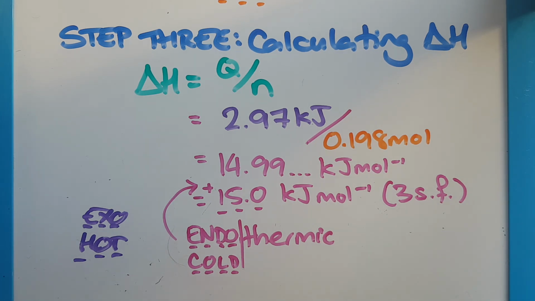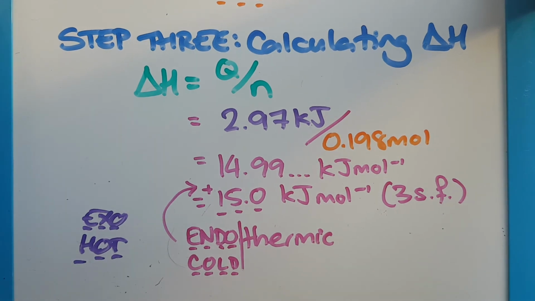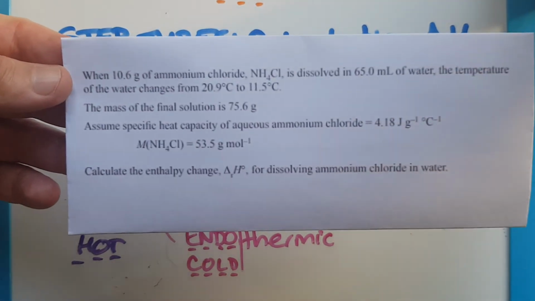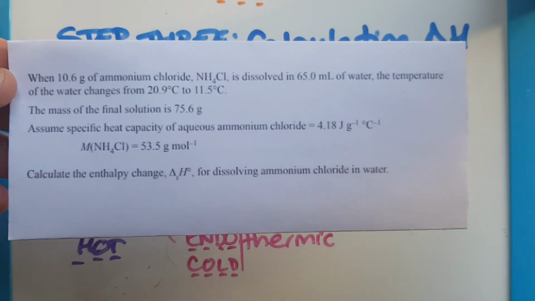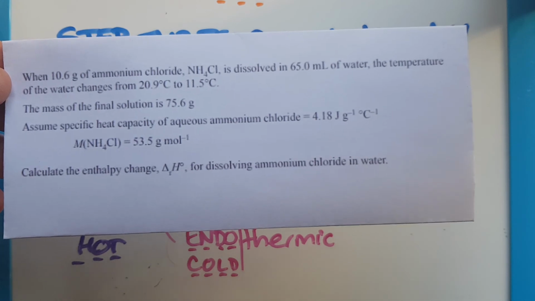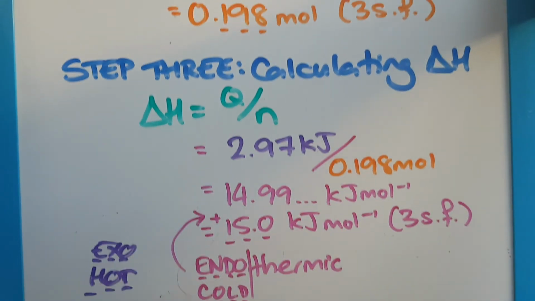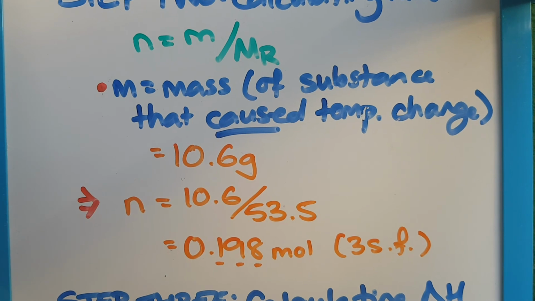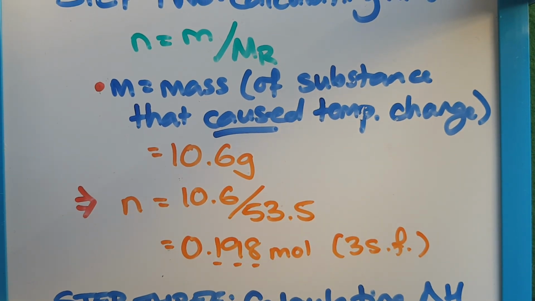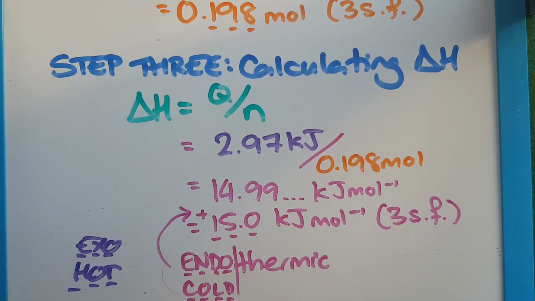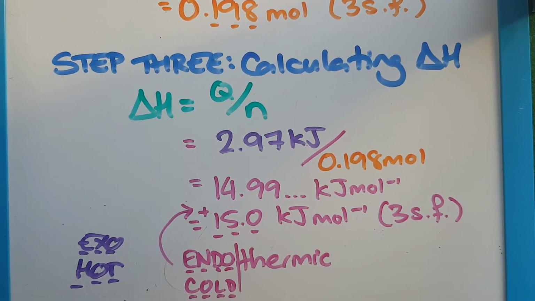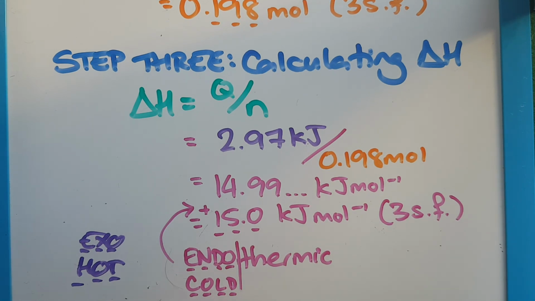And now we've actually solved quite a challenging question that's got a lot of information and data in it and makes you go, where do I start? So a reminder, step 1, you find the energy using Q equals mc delta T. Step 2, you're going to work out the amount of the stuff that actually caused that temperature change. And step 3, you put those two answers together, making sure it's in kilojoules per mole, making sure it's 3 significant figures, and checking that if it got hotter, it's a negative enthalpy change. If it got colder, then it's a positive enthalpy change.